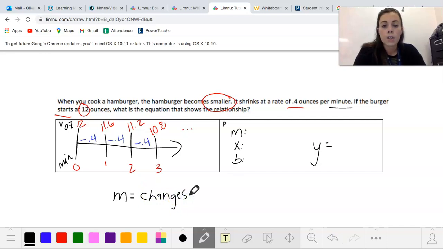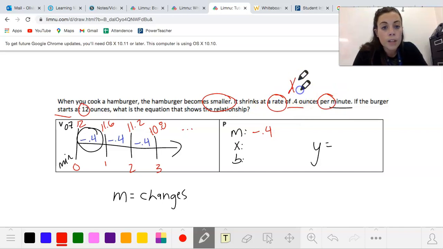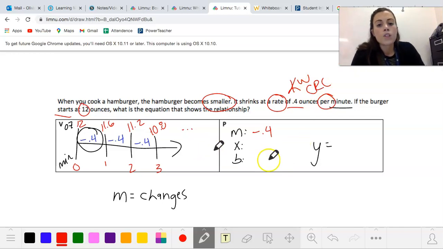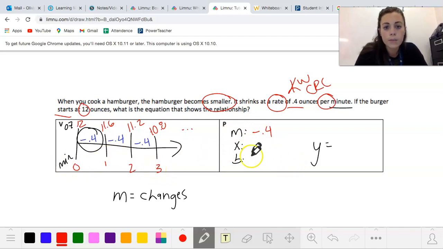All right. So we know that it's changing by 0.4 every minute, right? But that's a negative 0.4. So I'm going to write that. Negative 0.4. I also have keywords of per and rate with the 0.4. So those are keywords for CRC. All right. So what is the X? What don't we know? Well, we don't know how many minutes this is going to go for, right? We have no idea. The X is going to be our minutes.